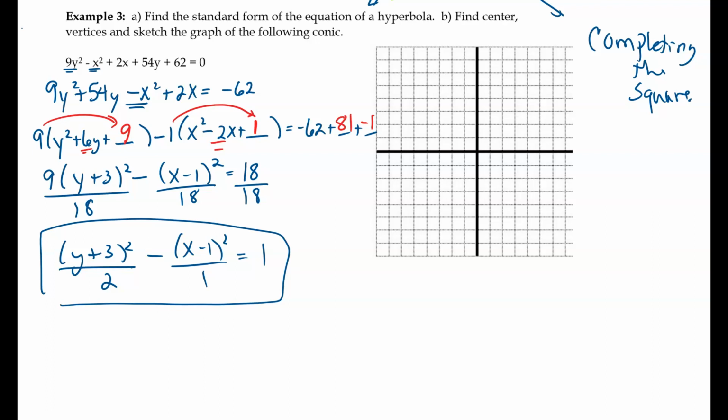Oops, I said over 1, that should be 18. Oh, okay, I did catch it. Those of you who are sitting there thinking brownies caught it.